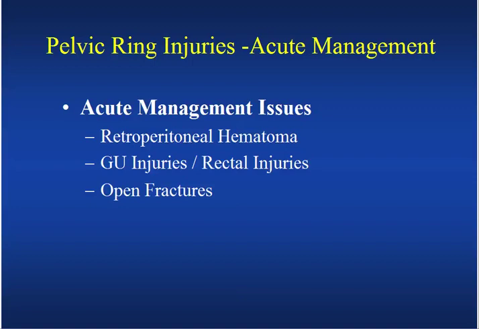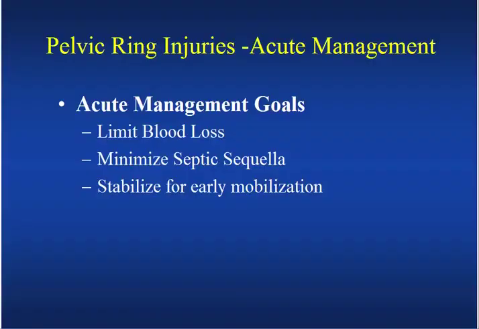The acute management issues: you need to manage and control the retroperitoneal hematoma. You treat the open fractures as we described, and also enlist your urologic and general trauma colleagues to manage the urogenital injuries and the rectal injuries. The acute management goals are to limit the blood loss, minimize the sequelae of late sepsis, and stabilize the pelvis for early mobilization.